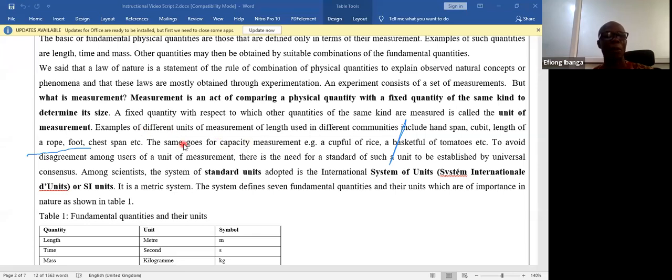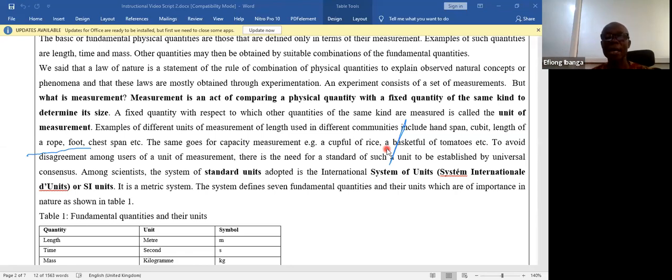So if we are talking about capacity measurement, a cupful of rice, a basket full of tomatoes, and so on. The basket full of tomatoes is a unit. A cupful of rice is a unit. And with this, we can tell how many such cups are found in a bag of rice. So that way, we will be able to say 20, 30, 100. So we have now expressed our observation in terms of numbers.